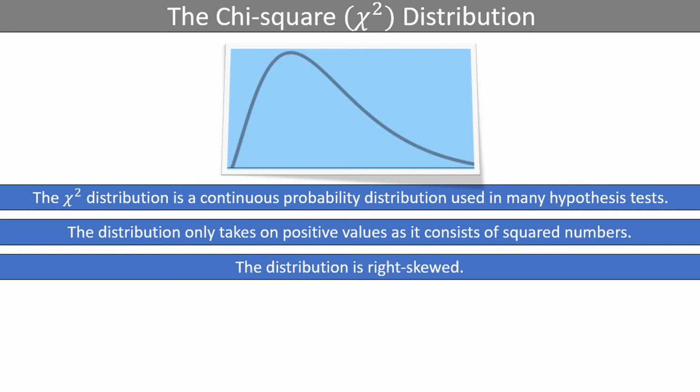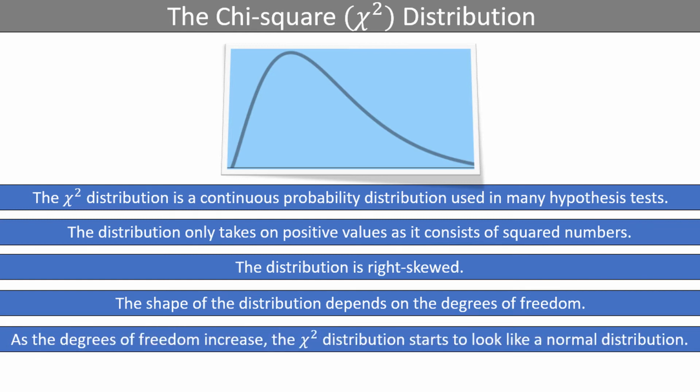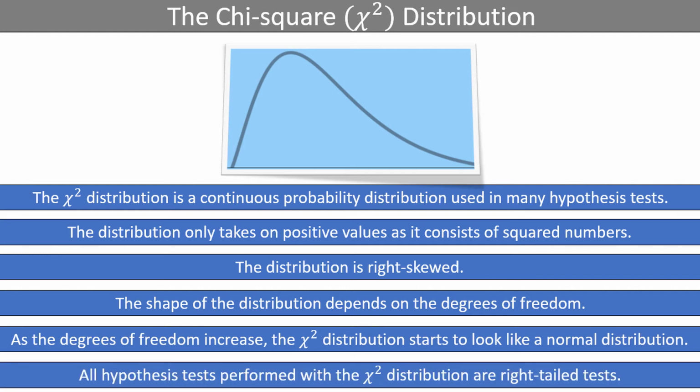Like the student's t distribution, the shape of the chi-square distribution depends on the degrees of freedom. We will talk about how to calculate the degrees of freedom when we look at an example. Also, like the student's t distribution, as the degrees of freedom increase, the chi-square distribution starts to look more like a normal distribution. All hypothesis tests performed with the chi-square distribution are right-tailed tests, so no more worrying about if the test is left-tailed, right-tailed, or two-tailed.